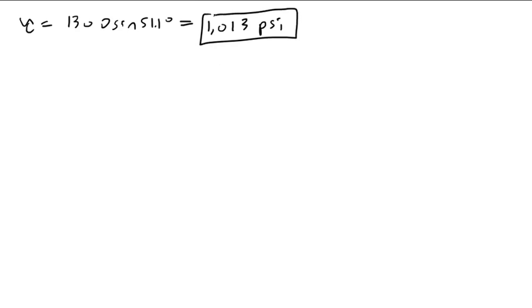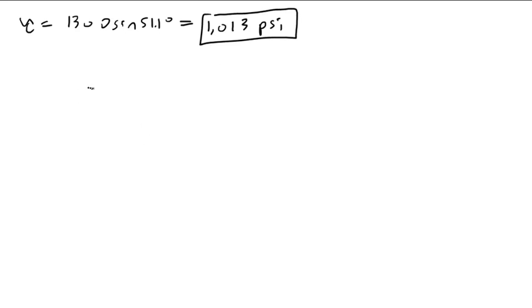Oh, I erased everything. Tau is equal to 1300 sine of 51.1 degrees. We still have this, right? Good, I was worried. Equals 1013 psi. And that's our shear stress at this point.